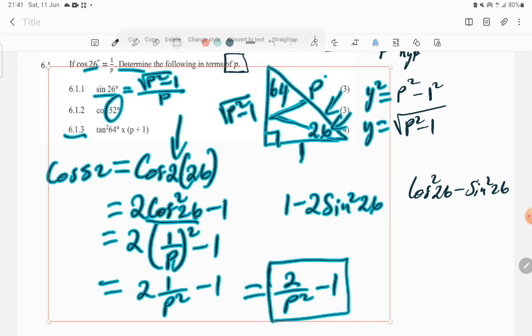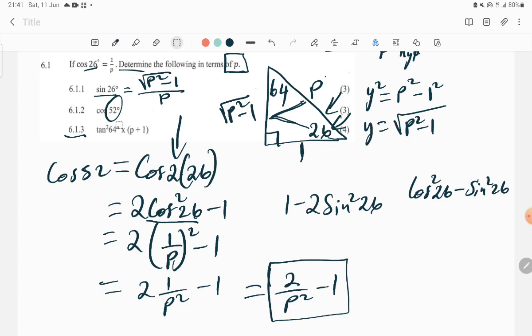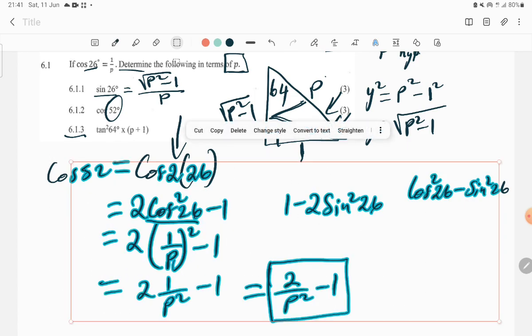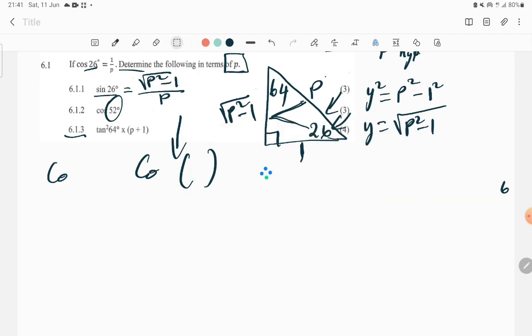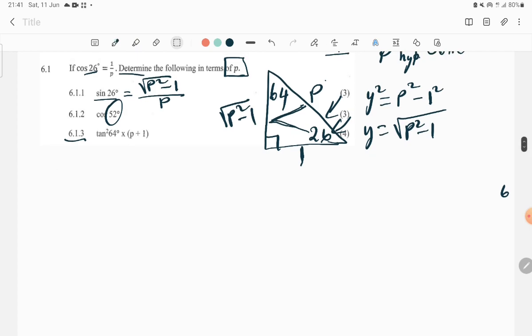Now let's come to number 3, but I think we can always come back for the rest. Let's just make things clear for this one, so that we have a clear space. Yeah, so having this one, let's take this tan 64 squared, then times p plus 1.